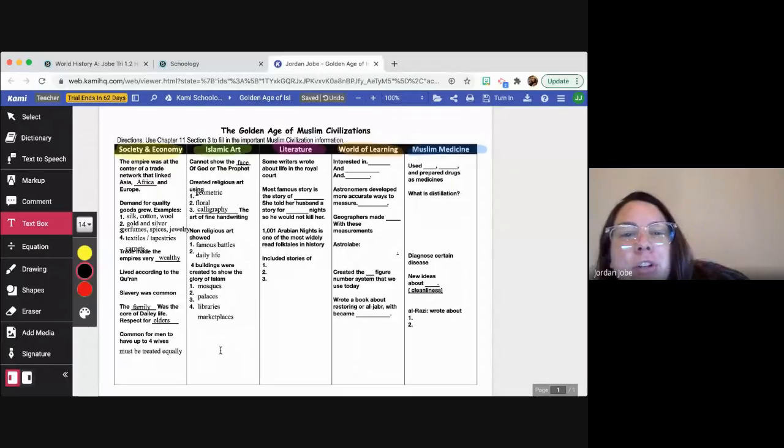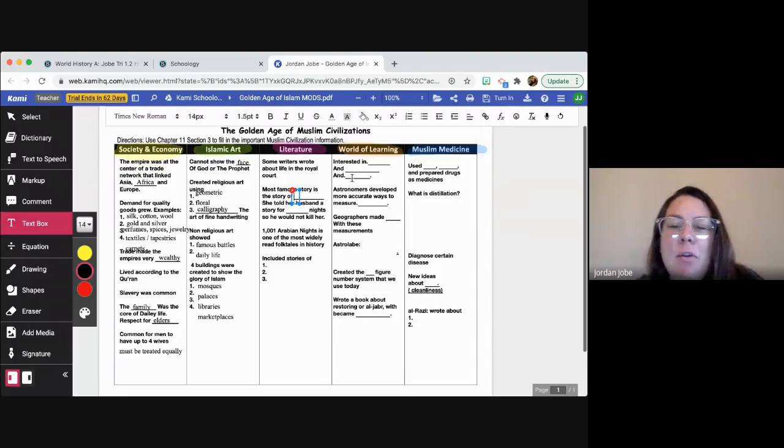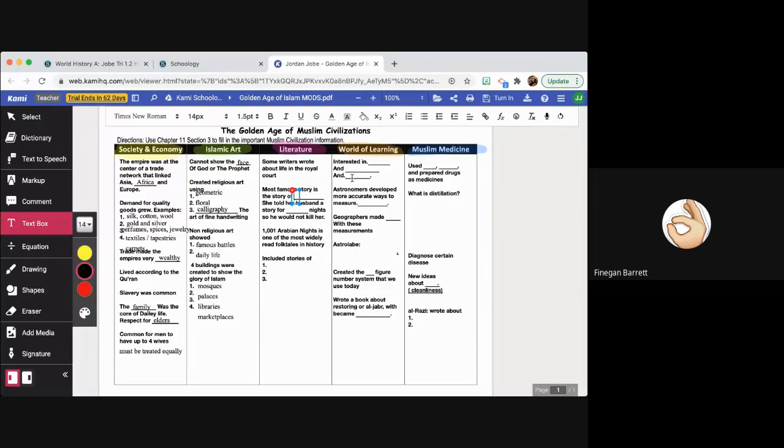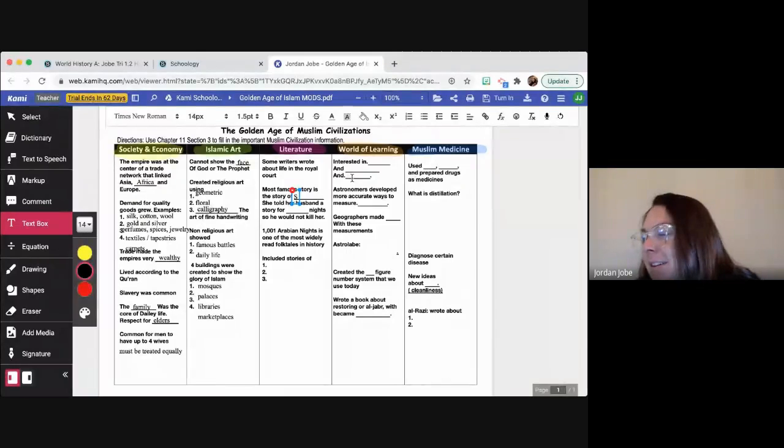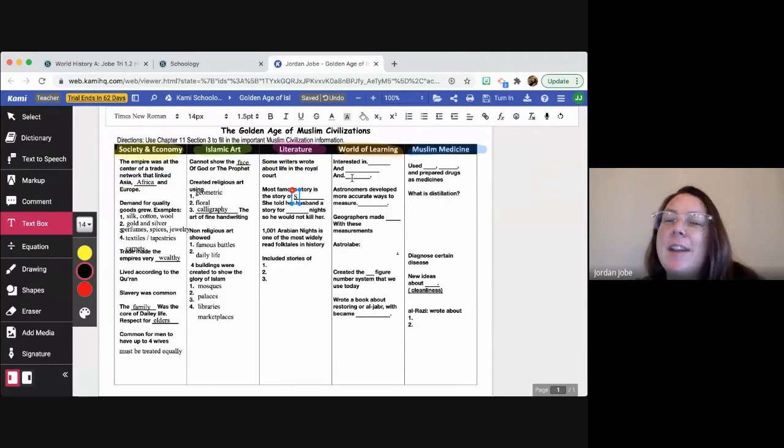Taking a look at literature. Some people wrote about daily life in the royal courts, so kind of what the government was like. Other stories were like folklore, or bedtime stories. So the most famous story is the story of who? What's her name? I don't know how to pronounce it. Let's give it a whirl. Scheherazade. Yeah, Shahrazad.